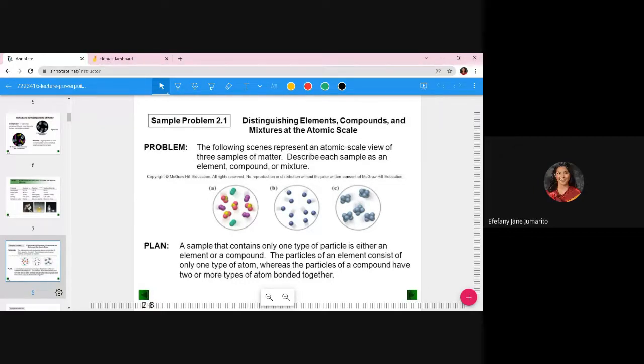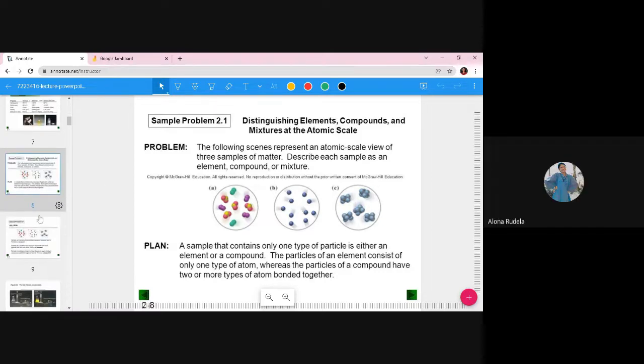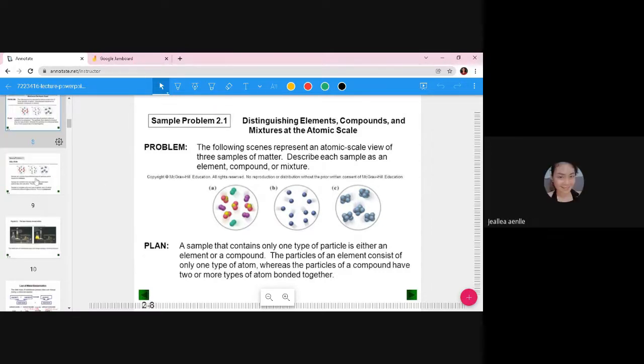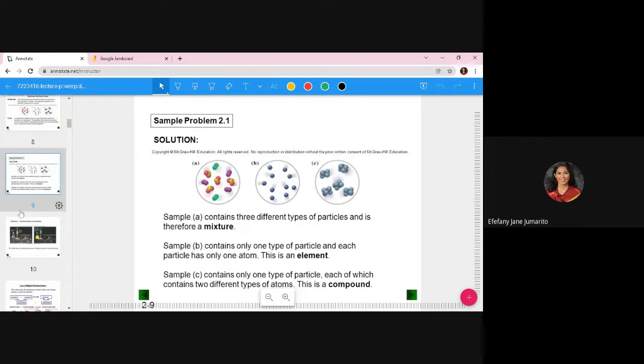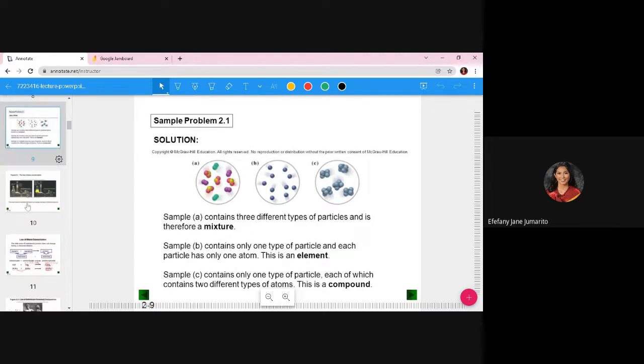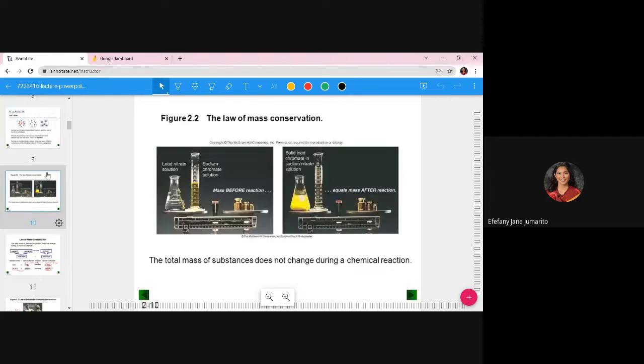Okay, it's a compound. Why is it not a molecule? It's a compound because it contains two or more elements, combined together. Okay, it's a compound. Letter C. All right, it's a compound.